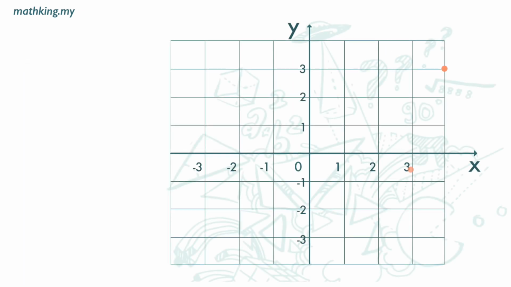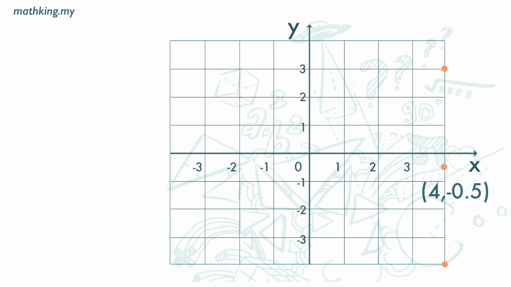Let's look at the next one. To find the midpoint, we count the units between the 2 points. Here we go. 1, 2, 3, 4, 5, 6, 7. 7 units. The midpoint would be half of 7 units, which is 3.5. So, 1, 2, 3, 3.5. The midpoint is here. The coordinate is (4, -0.5).